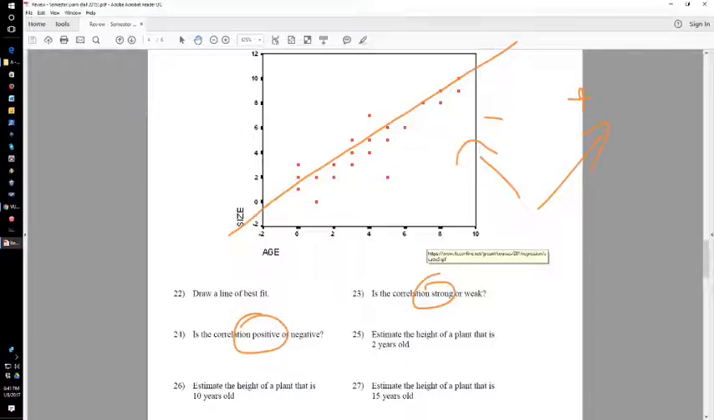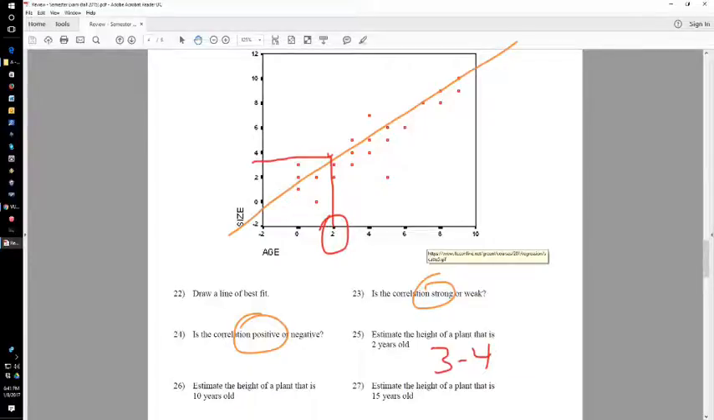Estimate the height of a plant that is 2 years old. Okay, go to the age 2. And then cut over. That's about 3. About 3 to 4. Now this is height, right? So I don't know if that's inches or feet, but it's between 3 and 4. All right? And again, you're going to get something that makes sense for the test. It's not going to be 3.5, 3.6, and 3.7.